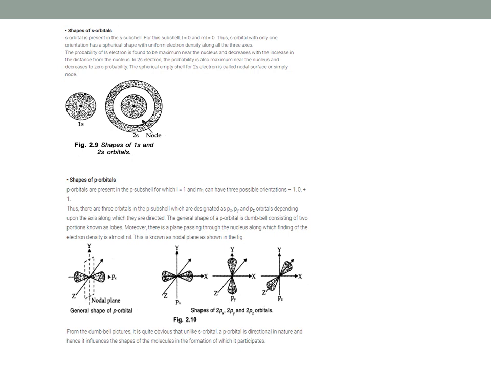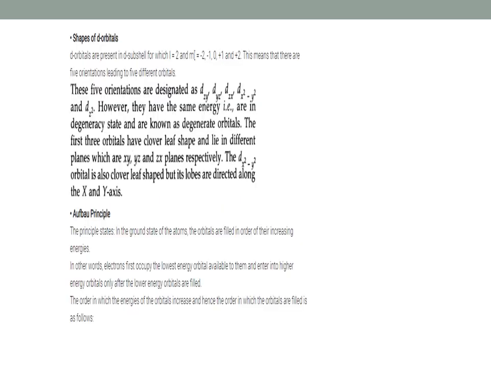The general shape of a p orbital is dumbbell, consisting of two portions known as lobes. And from the dumbbell pictures, it is quite obvious that unlike s orbitals, the p orbital is directional in nature and hence it influences the shapes of the molecules in the formation of which it participates.